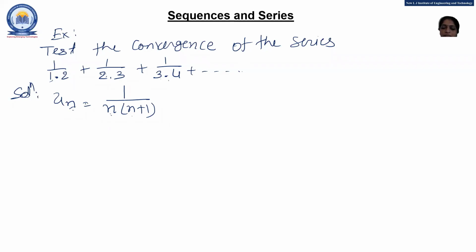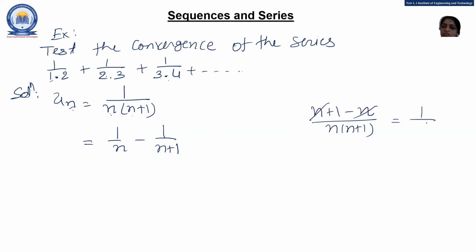Un means nth term. Now, I am going to represent this nth term in the form of 1 upon n minus 1 upon n plus 1. Are both the same? See, let's check. If I take LCM n into n plus 1, then here n plus 1 minus n, so both will be cancelled. What is my remaining term? That is 1 upon n into n plus 1. So by simplification, we get 1 upon n into n plus 1. So both are same. Agree? So this is my nth term.